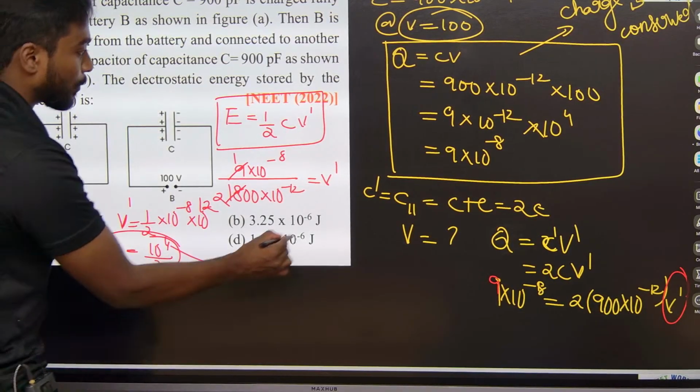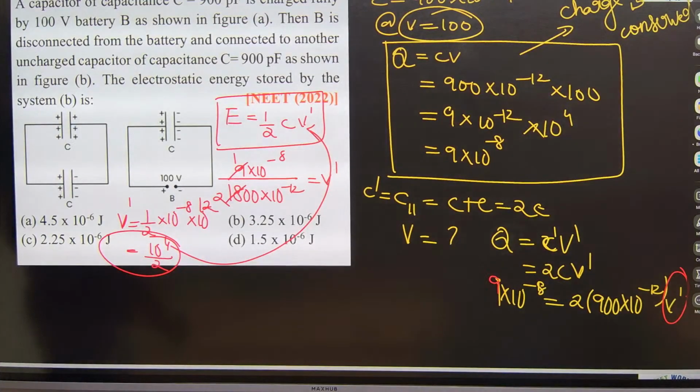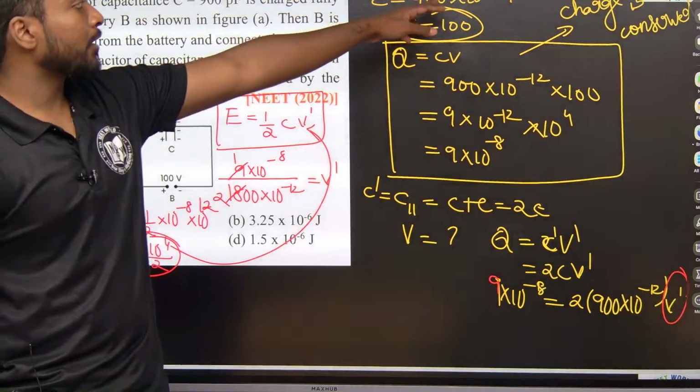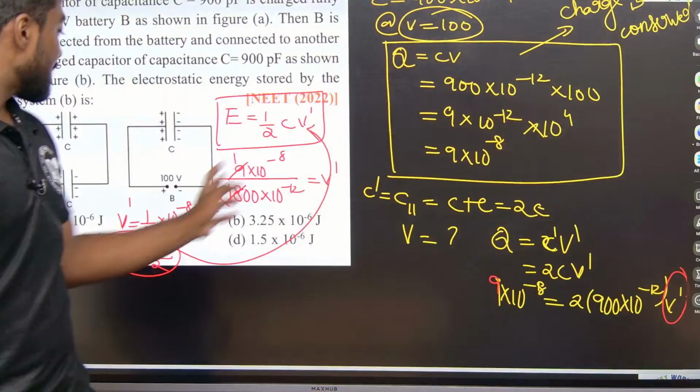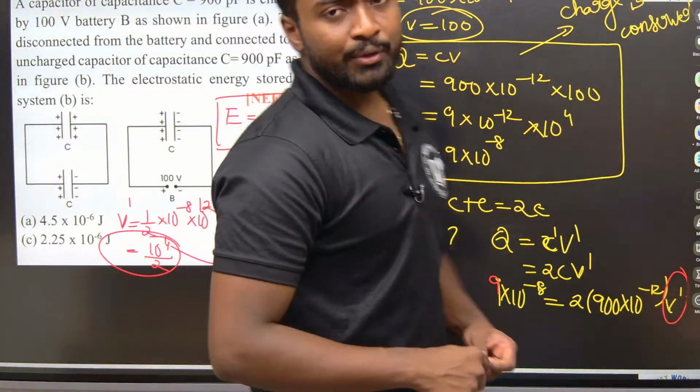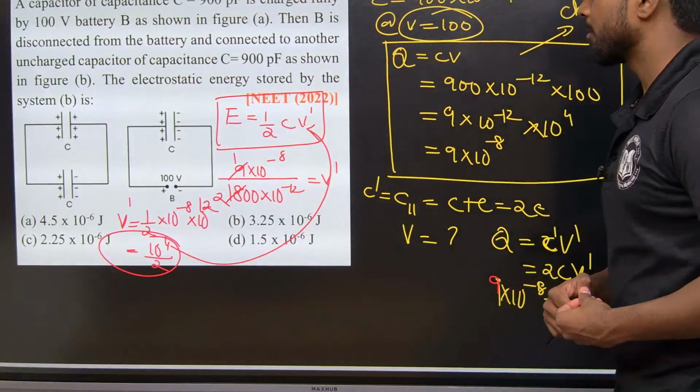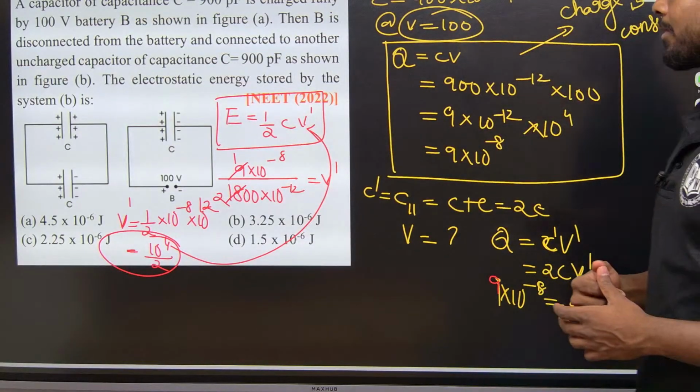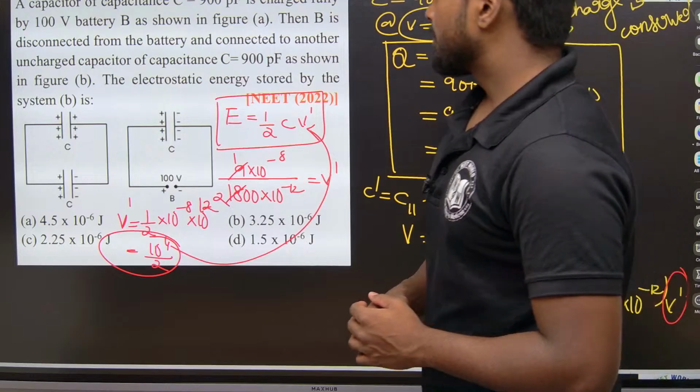Take this V dash value and substitute it in the equation E equals half CV square. C is nothing but 900 into 10 power minus 12, and V dash I will get as 10 power 4 by 2. You will get the answer for the equation, that is the energy stored in the new system.